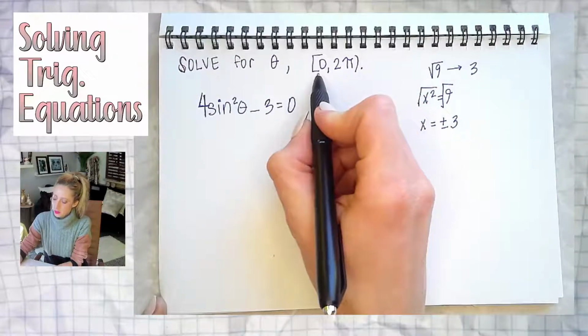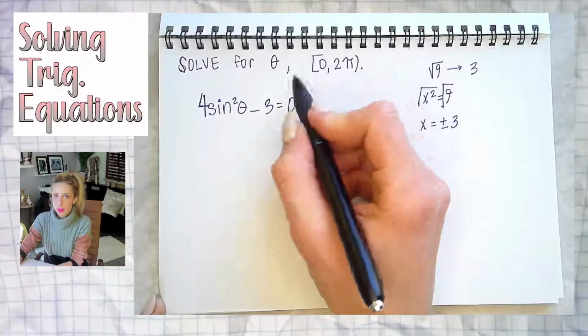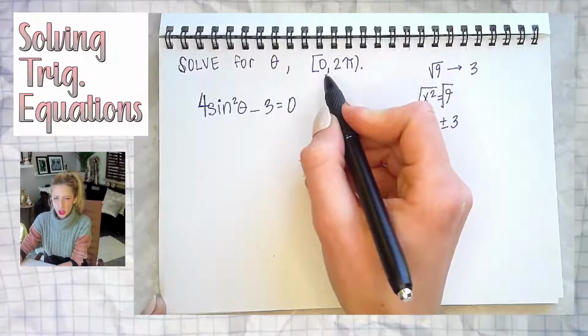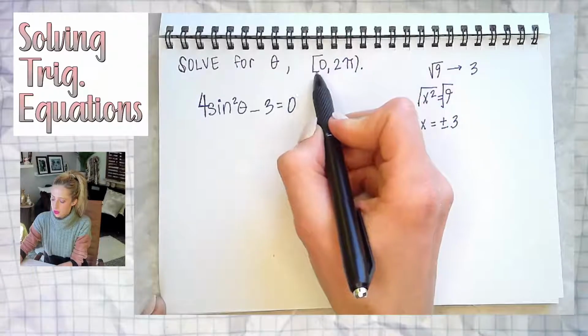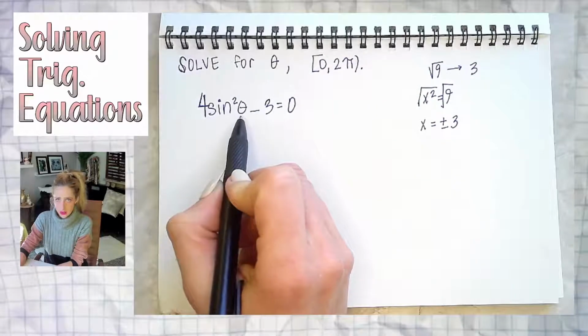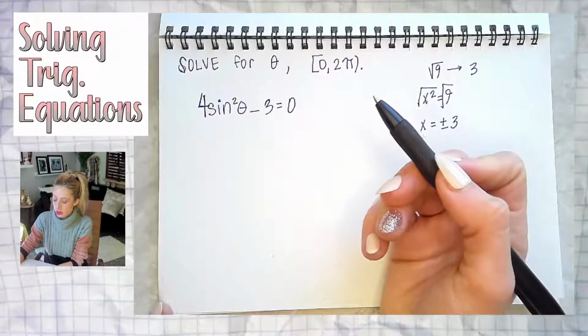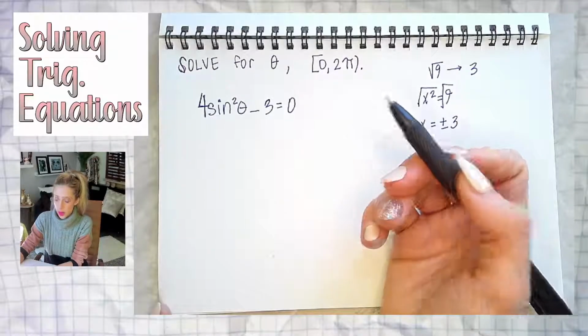This particular example, they're asking us to solve between 0 and 2 pi. That's a limited area, all right? We're thinking unit circle there. 0 is included with the bracket, 2 pi is not included. We're going to solve for theta using algebraic techniques first, and then we're going to use our knowledge of the unit circle to finish the problem.